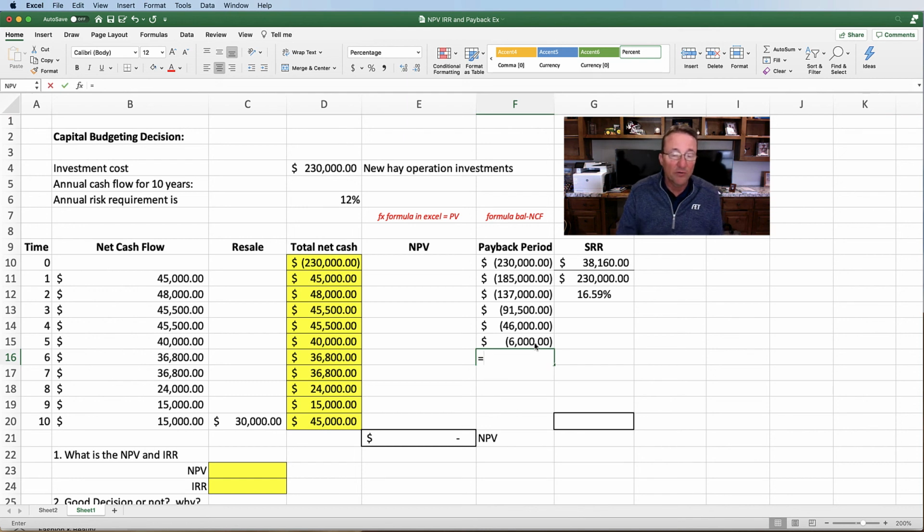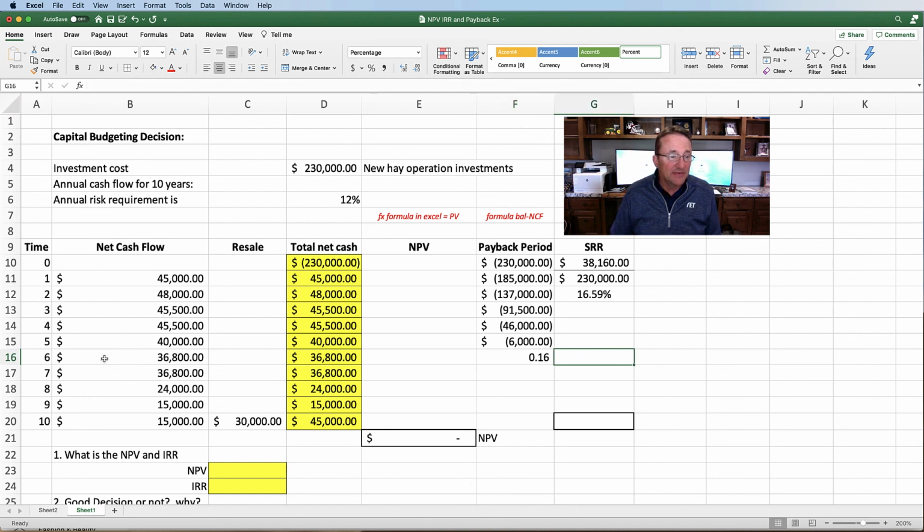So I'm going to do a little formula here. In year 5, I'm going to put a little negative in front of it because I am already short. It's already a negative. I am short $6,000, and in year 6, I get $36,800 back. So 6,000 of that 36,800 is what I'm missing. That is 0.16 of that year.